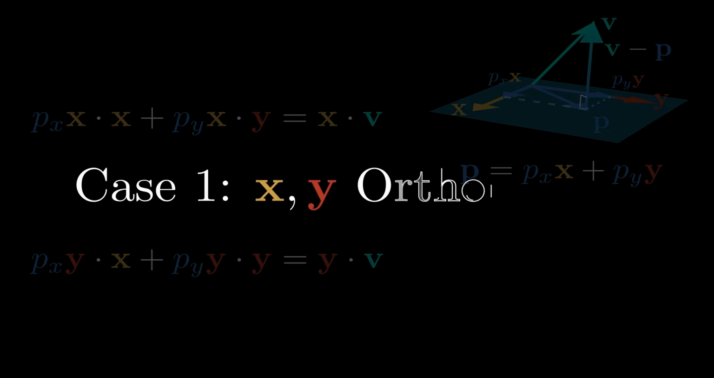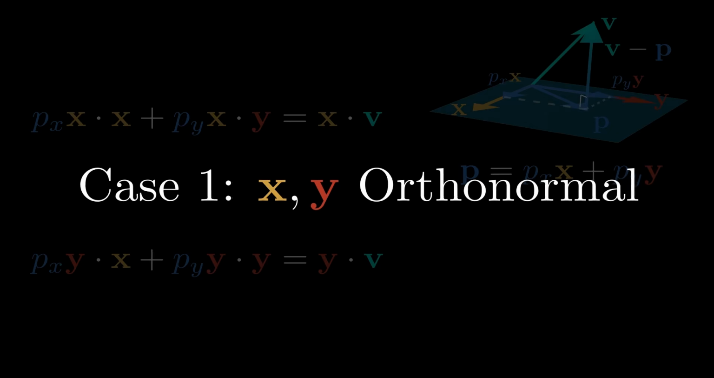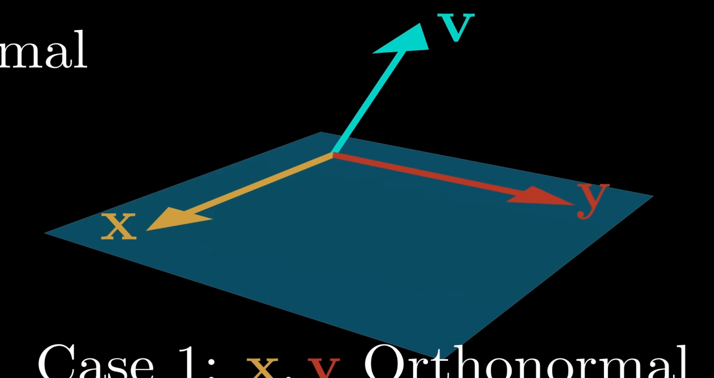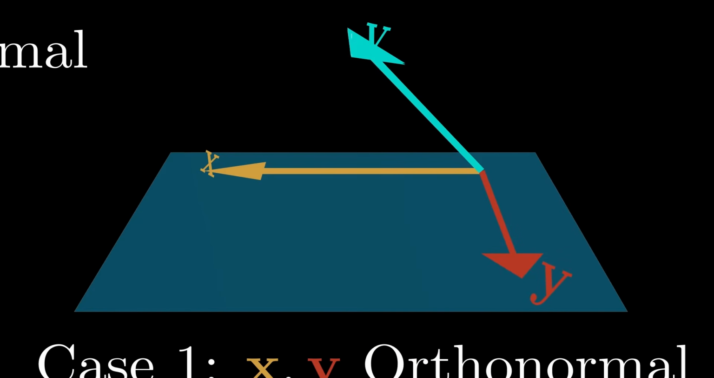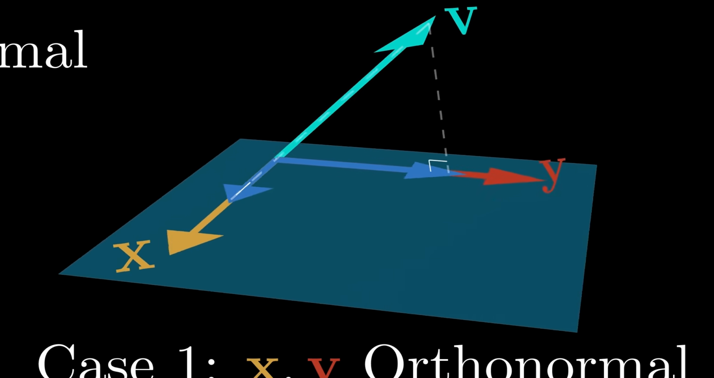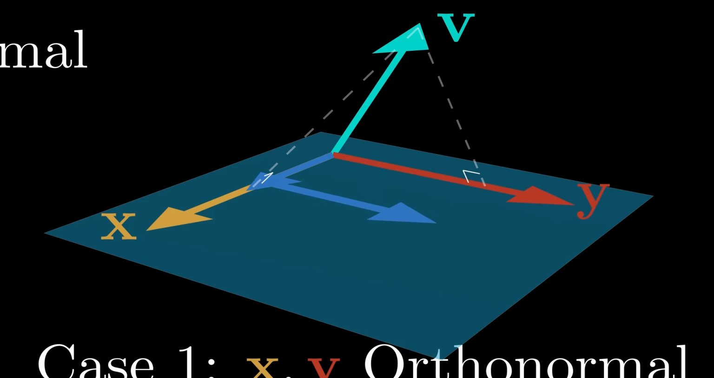In the simplest case, we'll suppose that x and y are orthonormal, which means they are both unit length and also perpendicular to each other. Why does this come out to be the easiest? Because if x and y are perpendicular to each other, then the components of p along x and y are both going to be projections. We can project v separately onto x and onto y, then just add those up. And we've already seen that if the vector you are projecting onto is a unit vector, then the projection is especially easy.